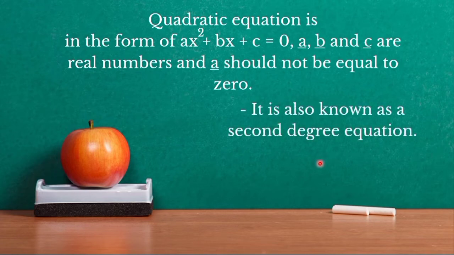It is also known as a second degree equation. Why is it a second degree equation? Because of the exponent 2. The highest exponent is 2 in a quadratic equation.